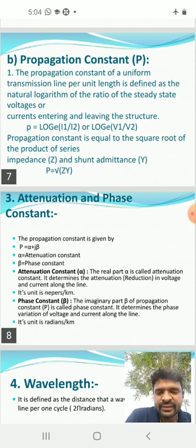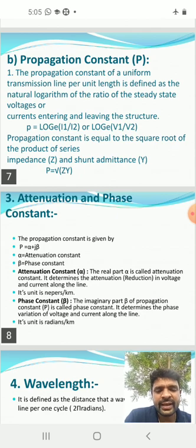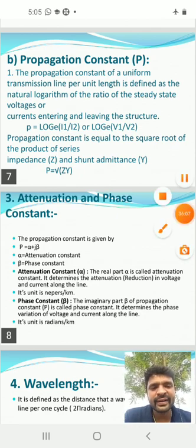Phase constant is the imaginary part of the propagation constant. It determines the phase variations of voltages and currents along the transmission line. In a line, any phase variation of voltage and current is called the phase constant. Its units are radians per kilometer.